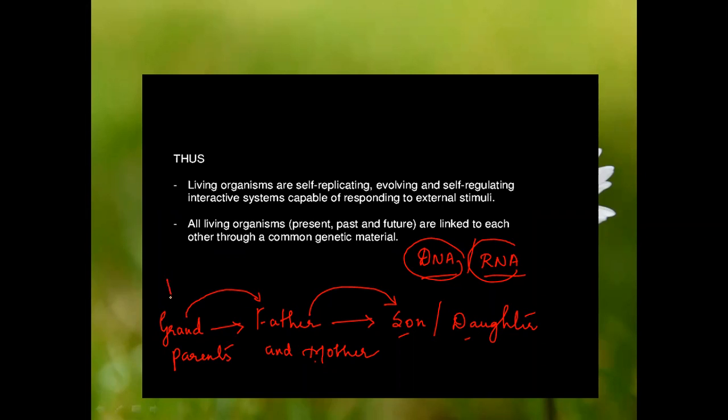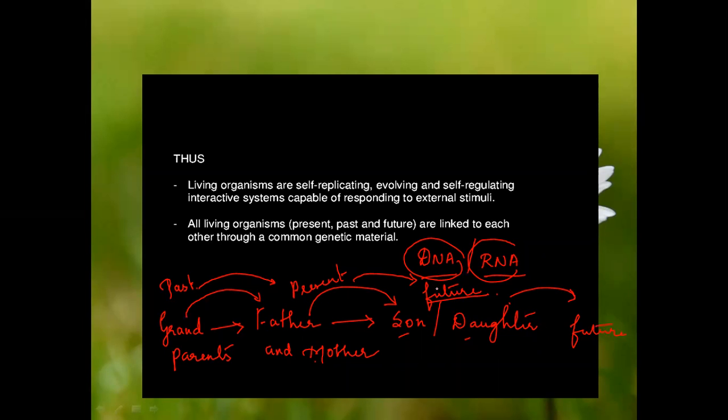So this is the past, present, and let me make this a future. The genetic material from the past is linked to the present. The common genetic material from the present is linked to the future, and from here it will be linked to another future, from you. So that means a common genetic material in all the living organisms links them to each other. A common genetic material, that is nucleic acids. You are being connected.